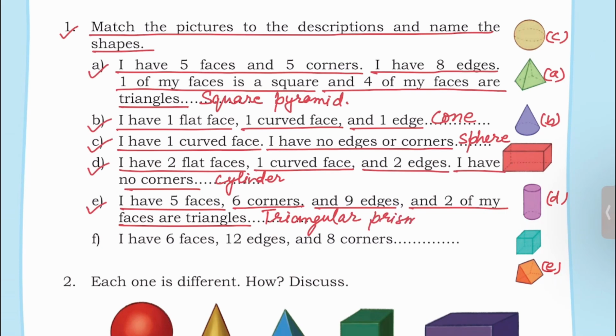F. I have 6 faces, 12 edges and 8 corners. The answer is cube or cuboid.